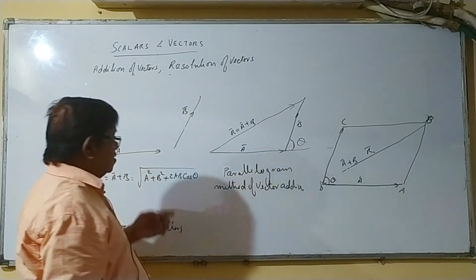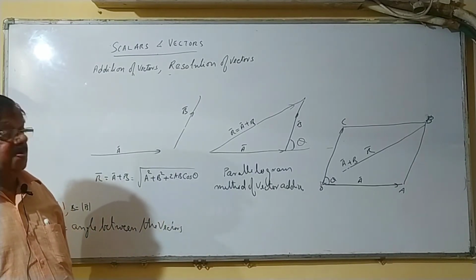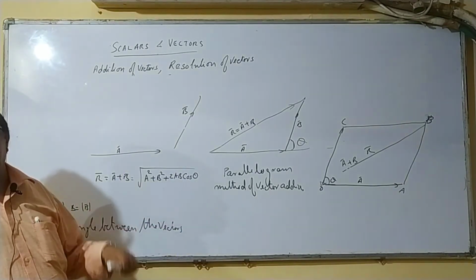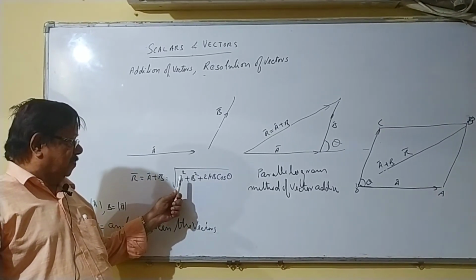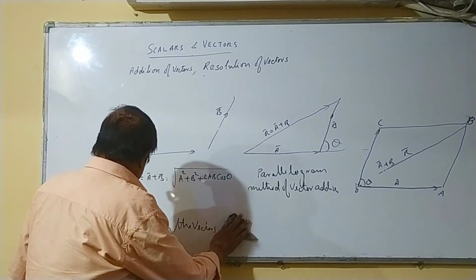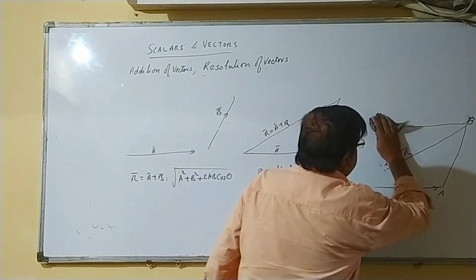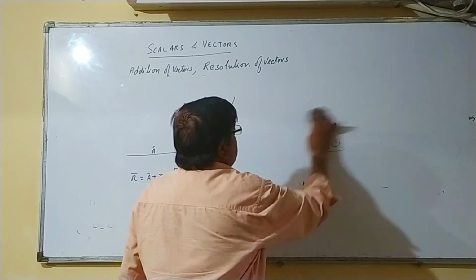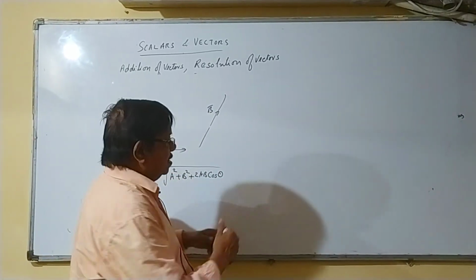Now I have to give you this formula. We will not accept anything without proof. From where did I get this formula? Resultant is equal to the root of a square plus b square plus 2ab cos theta. Now, in order to get this formula, we will do a little bit of high school geometry. So I will draw it neatly.